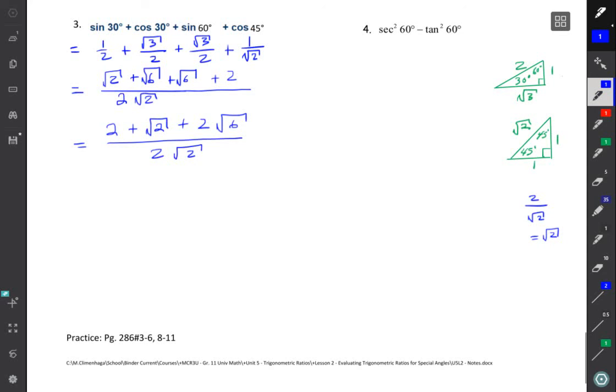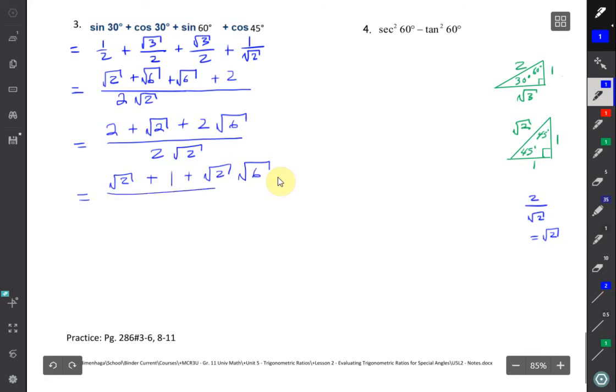And then root 2 goes into root 2 once, and once again this root 2 will go into that 2. So let's go ahead and do that. So we're dividing root 2 into all of the terms in the numerator. So 2 divided by root 2 is the root of 2. Root 2 divided by root 2 is 1. 2 divided by root 2 is root 2, and then I have a root 6 still. That leaves me with a 2 in the denominator.